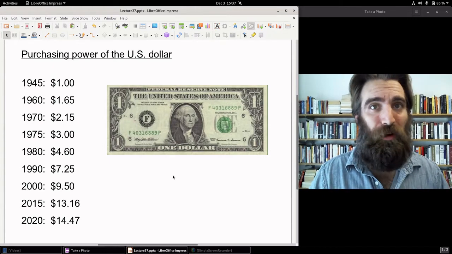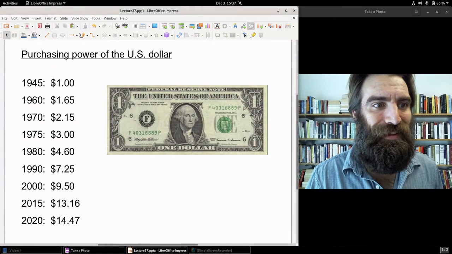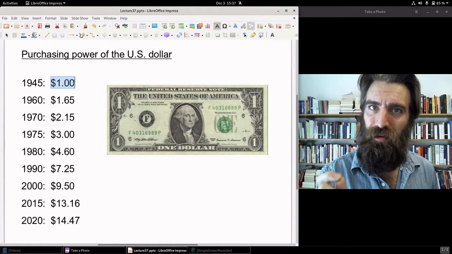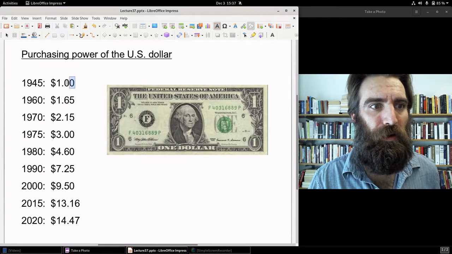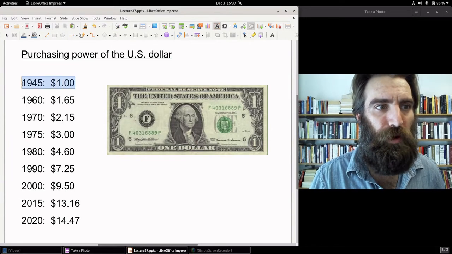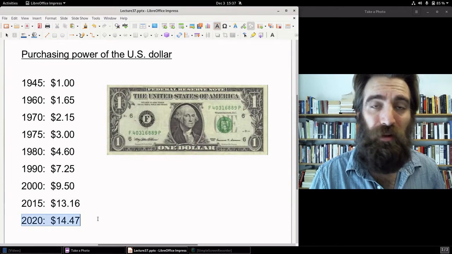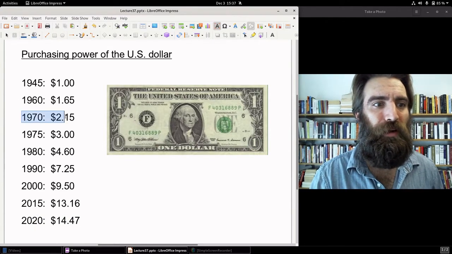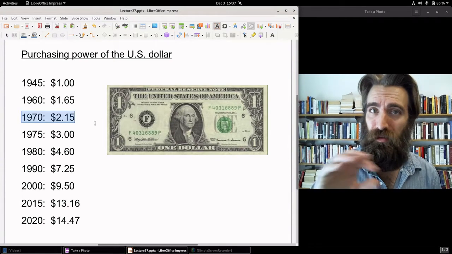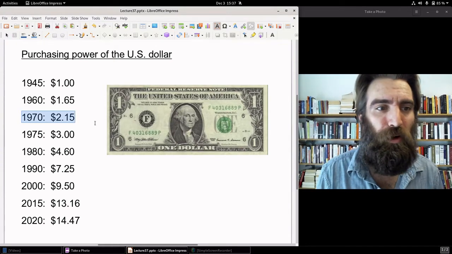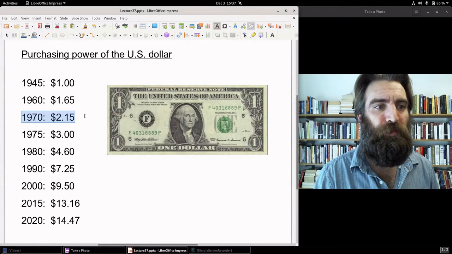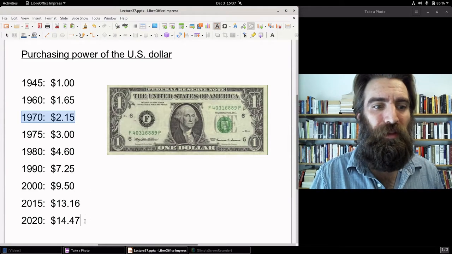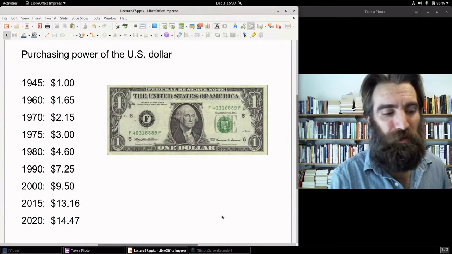It has lost a lot of purchasing power, right? If you take 1945 as the standard year, a good that you could buy for $1 in 1945, now you need $14.47. That's quite a loss in purchasing power. But even if you just take it back to 1970, the final year that there was even a small link to gold yet remaining for the dollar, $2.15 versus $14.47. So quite a drop.